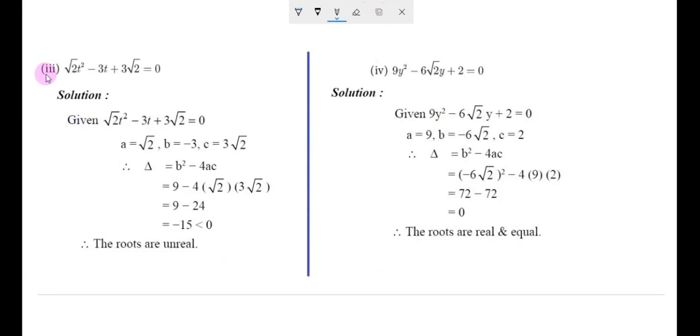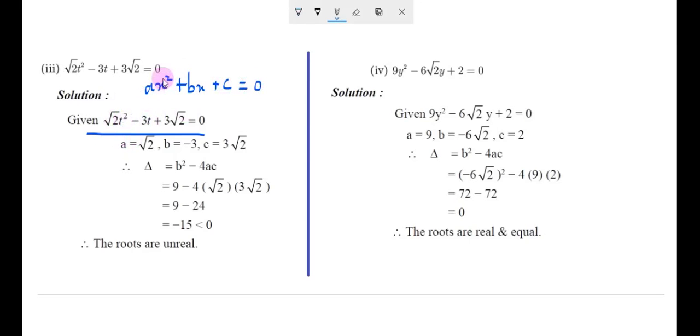Now subdivision 3. Root 2 t square minus 3t plus 3 root 2 equal to 0. So we should write the given equation and compare this quadratic equation with the general form, ax square plus bx plus c equal to 0. Just compare. So we should equate.